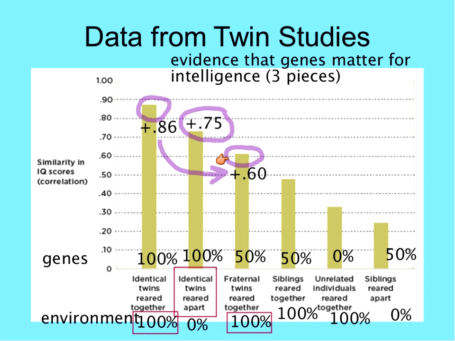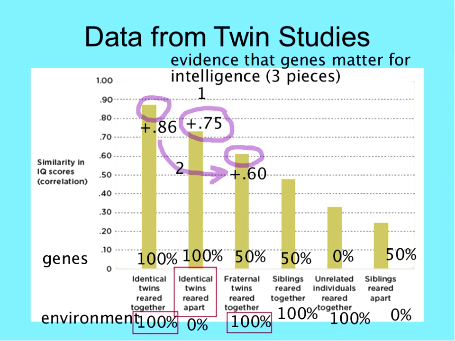Yeah, and how long they live together would matter, how quickly. The only difference between 1 and 3 is the genes. It goes from 100% to 50%. So that's piece of evidence number 2, that genes matter for intelligence. So this would be piece of evidence number 1. This comparison between bar number 1 and bar number 3 is piece of evidence number 2.